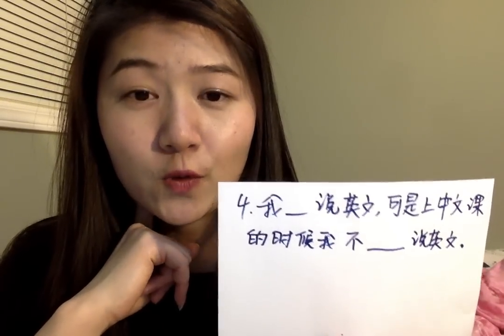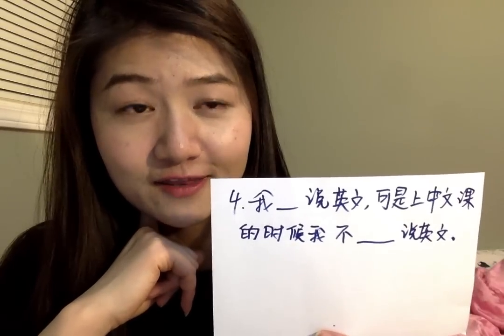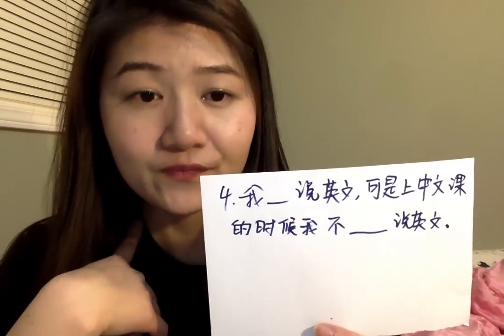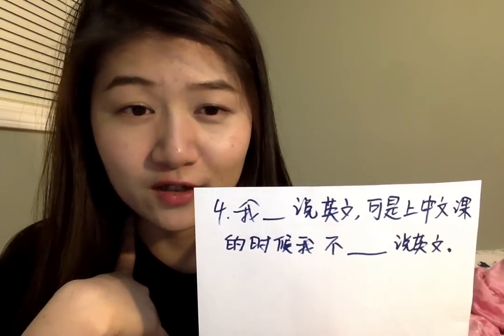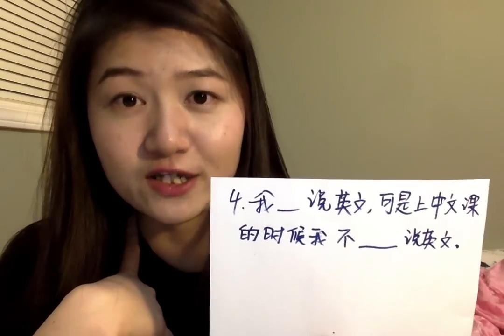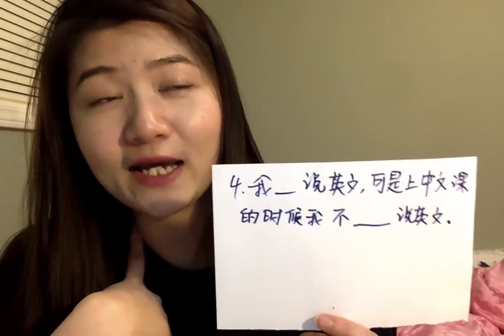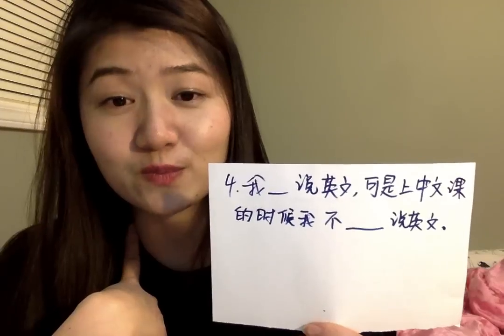Okay, so the first blank we should say 我会说英文 because 英文 here you should learn and then you know how to speak it. So it's a skill, right? So we put 我会说英文 and then second blank we should say 我不能说英文 because it's an external condition. Now, I have a Chinese class, so I need to speak Chinese rather than speak English. So, now we should put 不能.